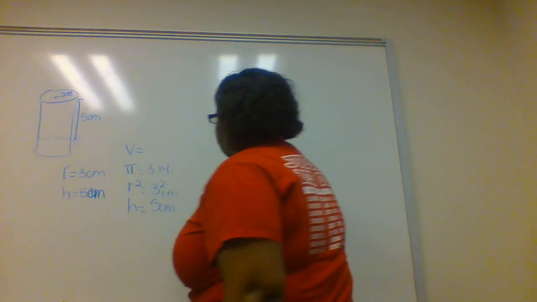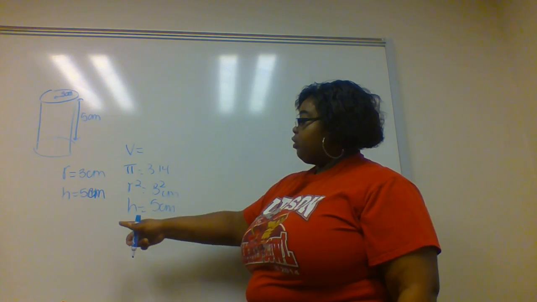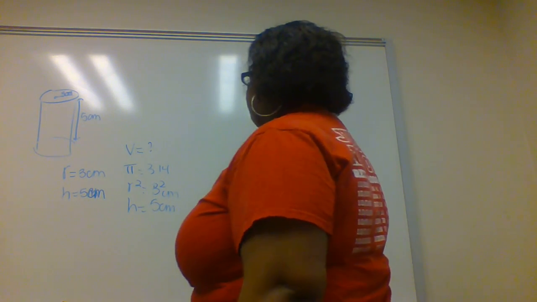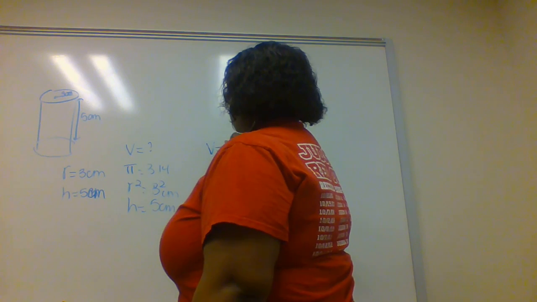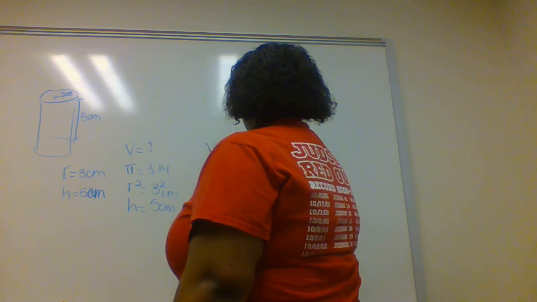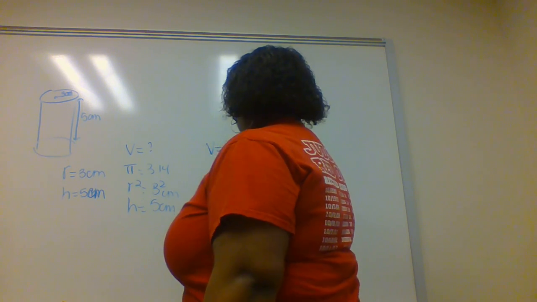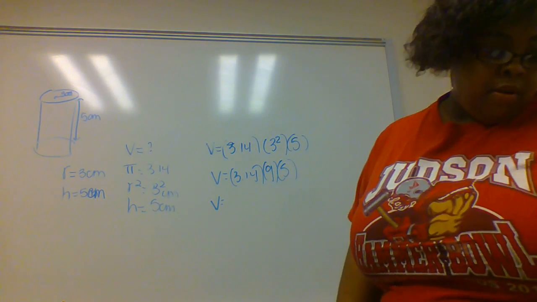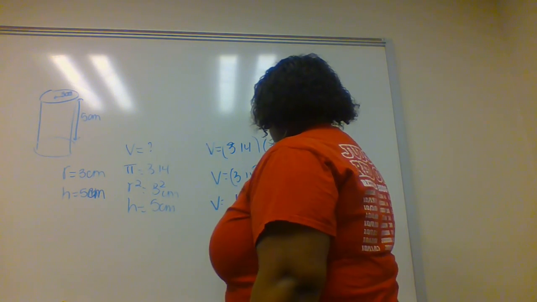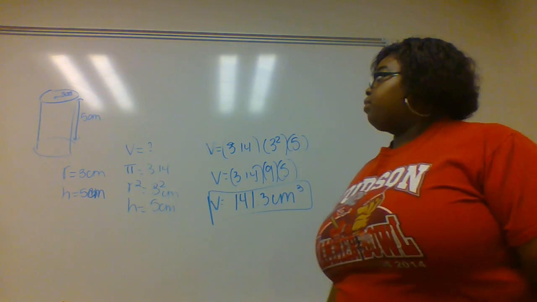So now for step 2, we are going to break down our formula, so we have V is equal to, pi is equal to, radius squared is equal to, and the height is equal to, and we do not know our volume. So now we're going to solve the equation, which is V is equal to 3.14 times 3 squared times 5, which is equal to 3.14 times 9 times 5. And once we solve that, we have V is equal to 141.3 centimeters cubed. Does anybody have any questions over example 3?